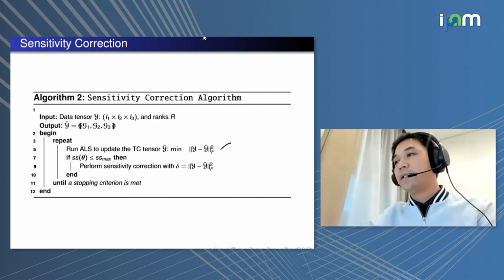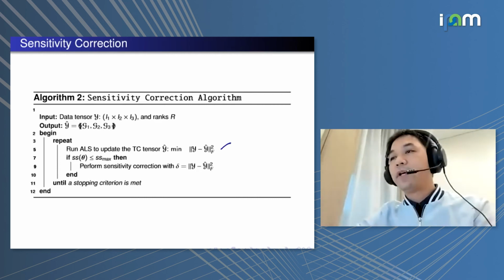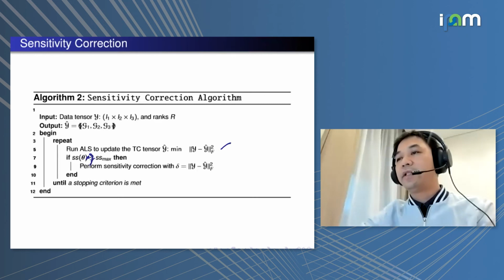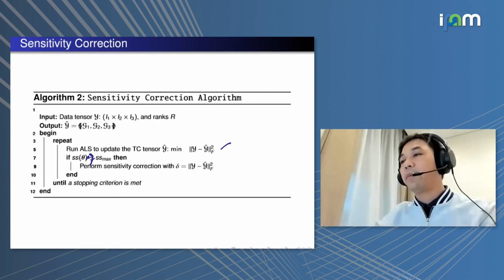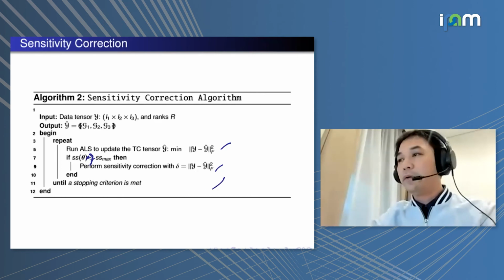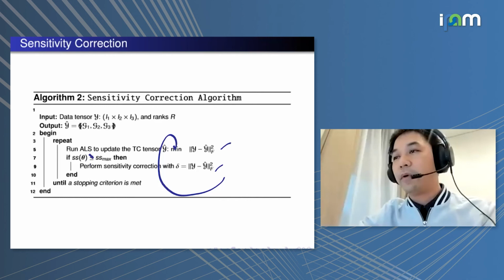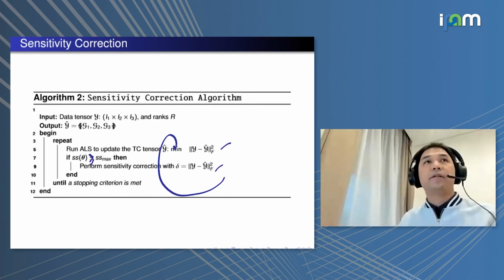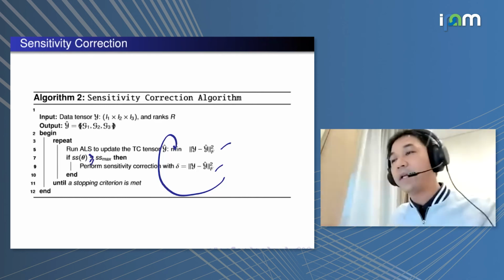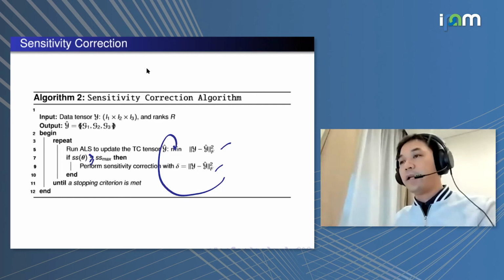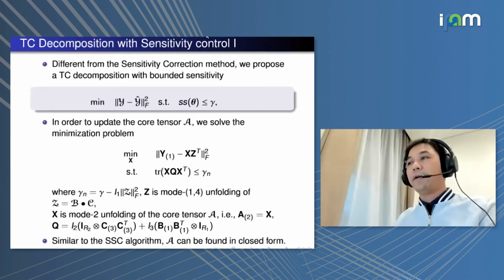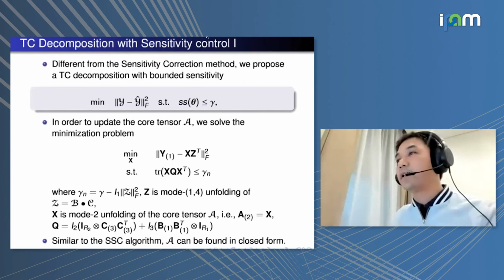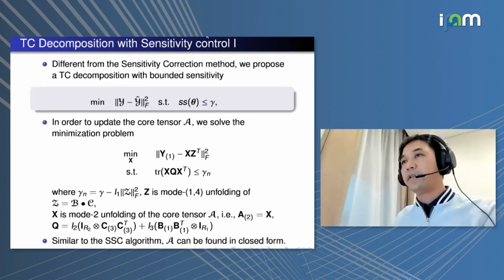First, we run ALS, and if we observe the max sensitivity is really high, we perform the correction. We do the ALS again, and then we check the sensitivity. If it's really high, we correct the estimated result again. So in this case, we will have a decomposition with very small sensitivity.